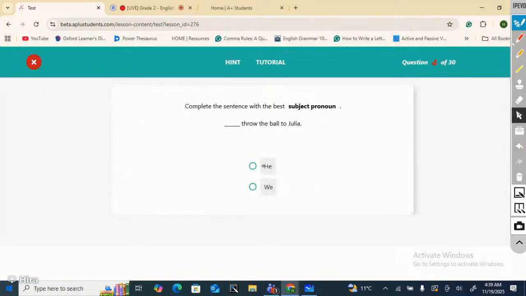Blank throw the ball to Julia. Subject pronoun is missing. Look at the verb throw. The verb does not end in s or es. It means it's a plural verb. If the verb is plural, subject should also be plural. He, no, it's a singular subject pronoun. We, yes, it's a plural subject. So we throw the ball to Julia. This one is correct.